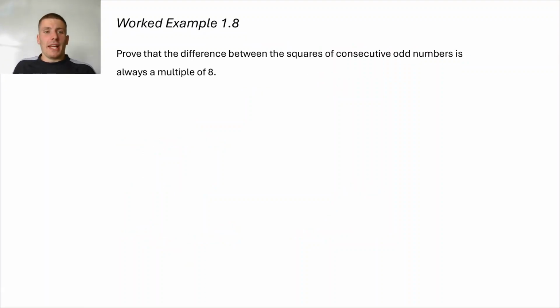Okay, example 1.8. It says prove that the difference between the squares of consecutive odd numbers is always a multiple of 8. So first of all, a few keywords here. What does consecutive mean? We're looking at consecutive odd numbers. Consecutive just means we're looking at one odd number following another odd number. So 3 and 5, for example. It's saying prove that the difference between the squares of these consecutive odd numbers, so if I took the squares of these numbers, like 3 squared and 5 squared, and I took the difference, it is a multiple of 8.